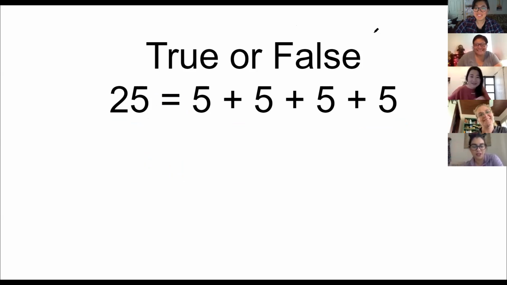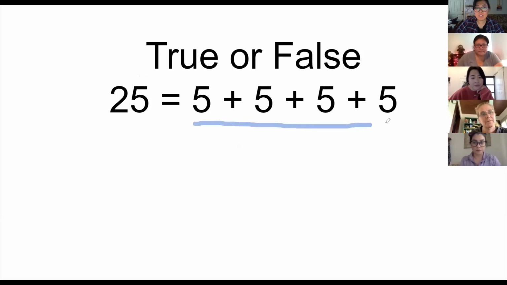Miss Kim, you gave me another idea. When you said Miss T solved the 5 plus 5 plus 5 plus 5 side of the equation, I thought of breaking apart the 25. So if I broke the 25 apart into 5s, I know that's 5, 10, 15, 20, 25. So 5, 5, 5, 5, 5. That's 5 5s.